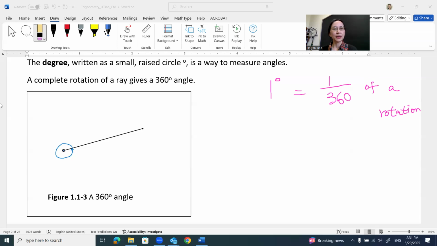Now, what if we have here a different angle? So let's try to think of another. Suppose I have initial side to terminal side, and this vertex is here, and I do half of a complete rotation. So if a complete rotation is 360, then half of the complete rotation will be a 180-degree angle. So here, what you see is from initial side to terminal side.